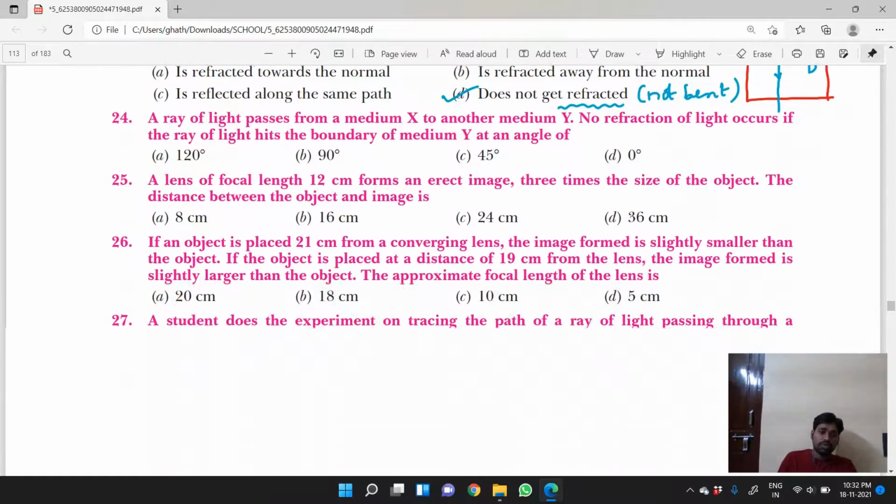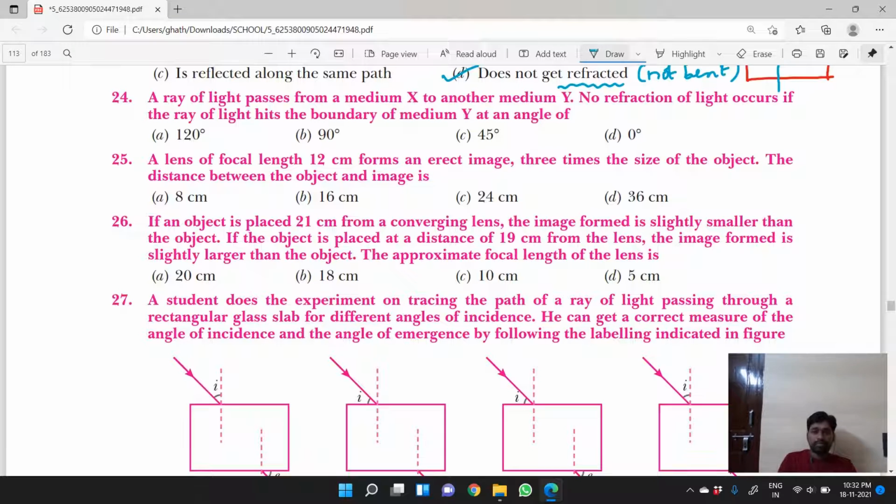Next, come to question number 24. A ray of light is passing from medium X to another medium Y. No refraction of light occurs. Let us say the upper medium is X and the lower medium is Y, and no refraction occurs. No refraction means the light does not bend; it travels straight like this.